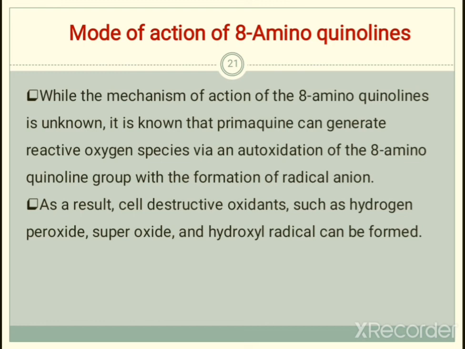So as a result of the formation of reactive oxygen species, there are cell-destructive oxidants, such as hydrogen peroxide, superoxide, and hydroxyl radical. They are formed and they will kill the particular parasite. Okay, so this is the mode of action of 8-aminoquinoline.